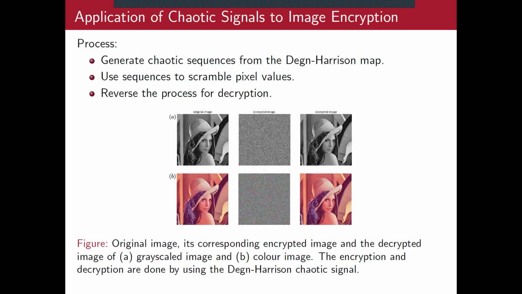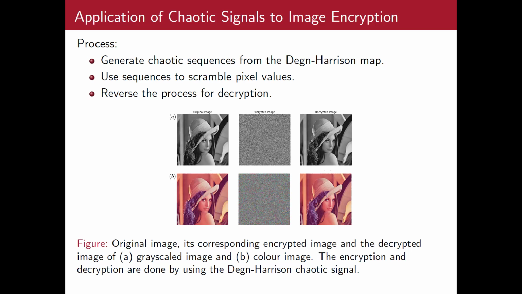Let's talk about how the chaotic behavior of the Degn Harrison model can be applied to secure image encryption. Traditional encryption algorithms like AES and DES are excellent for text but struggle with images because of large data sizes and inherent redundancy. This is where chaos based encryption comes in.